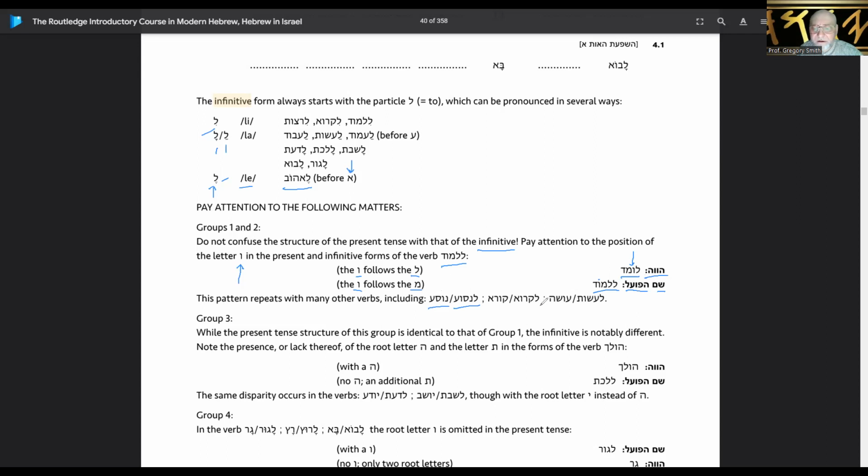Let's see here. Likro. Okay, to read. לקרוא, it comes from the root, the shoresh, kara, like to read. Okay, and then we have kore. I think that's kore.